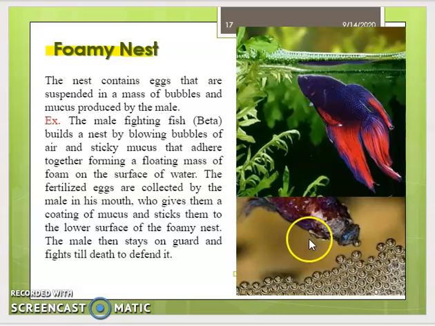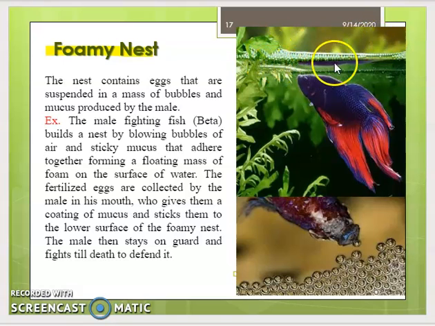For example, the male fighter fish, or the male fighting fish, Betta, builds a nest by blowing bubbles of air and sticky mucus that adheres to the mouth, forming a floating mass over the surface of the water.